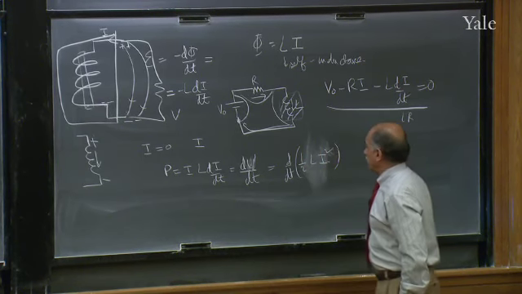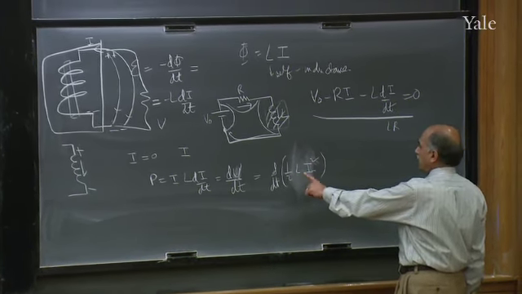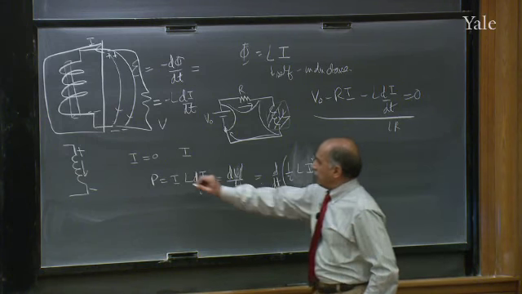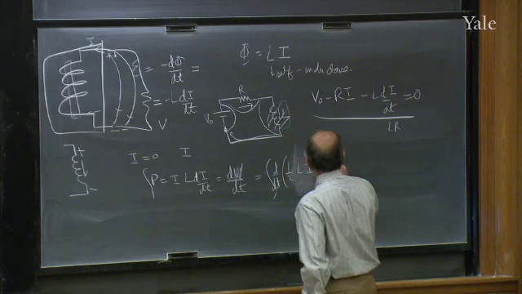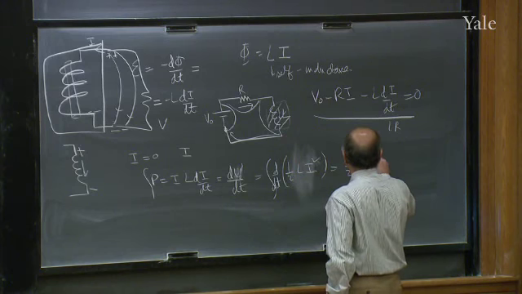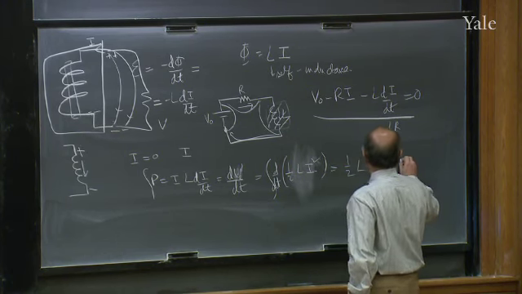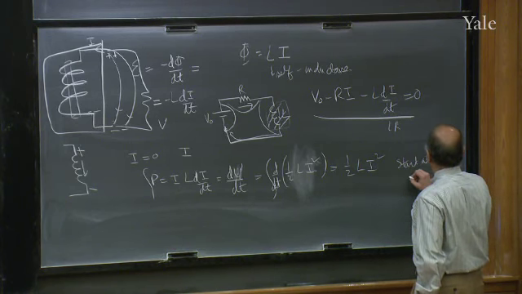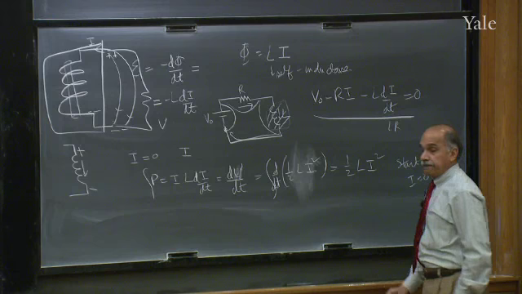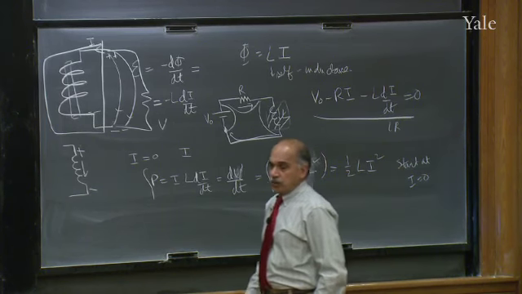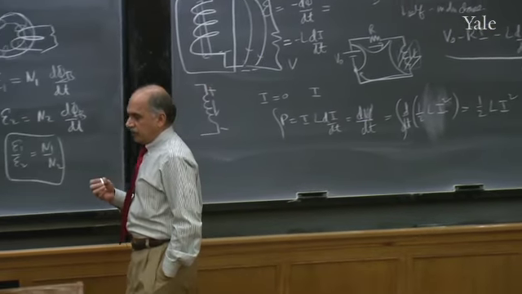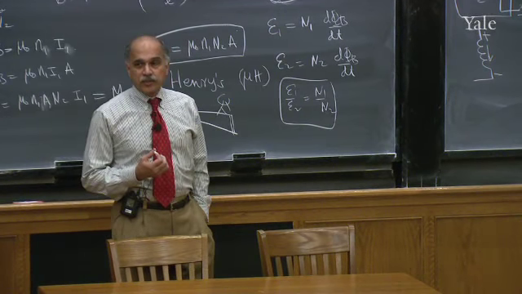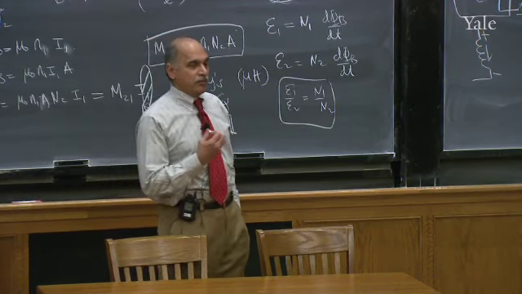You see that from the rules of calculus, the derivative of this guy is L I times di/dt. Therefore, the integral of the power is simply 1/2 L I squared, assuming you started at 0 current. Start at I equal to 0. So it takes some energy to build up a current in the inductor. That's the point. Just like it takes some energy to charge up a capacitor.